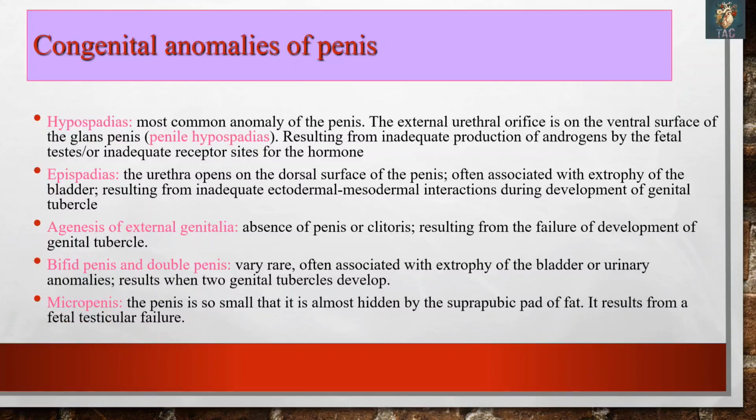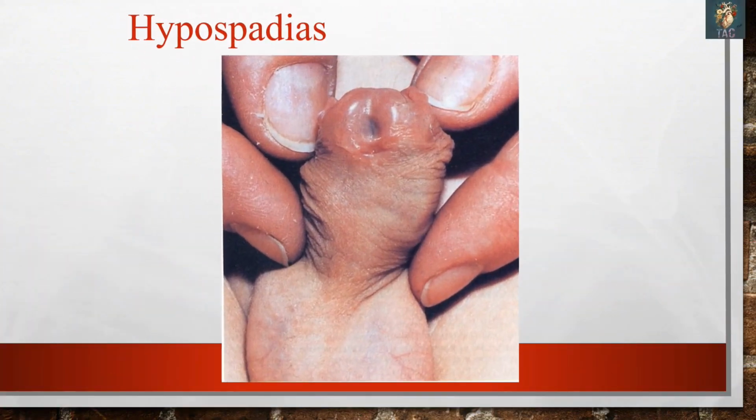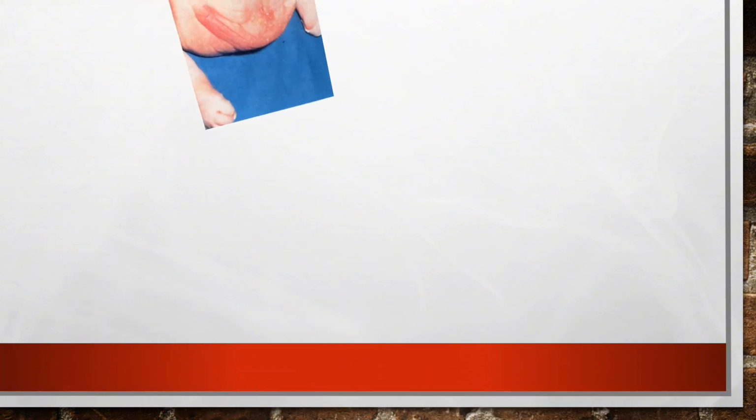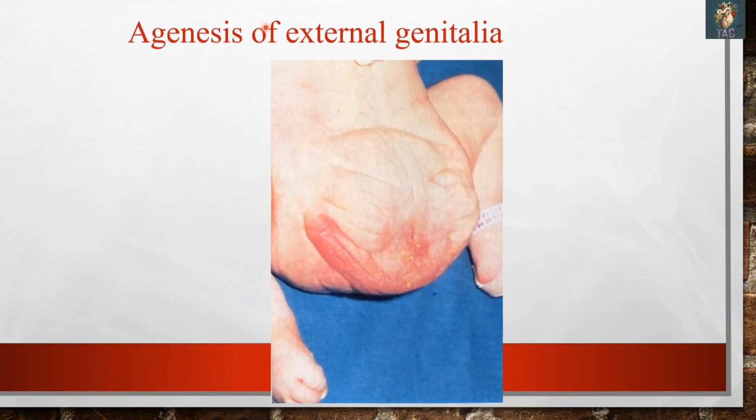So, in this diagram, you can see the hypospadias which is present on the ventral aspect, the external urethral orifice present on the ventral aspect. This is a condition in which agenesis of external genitalia is present.